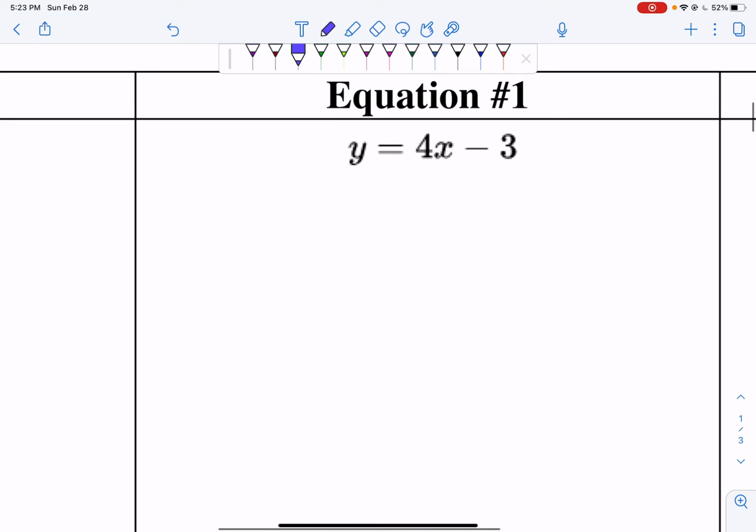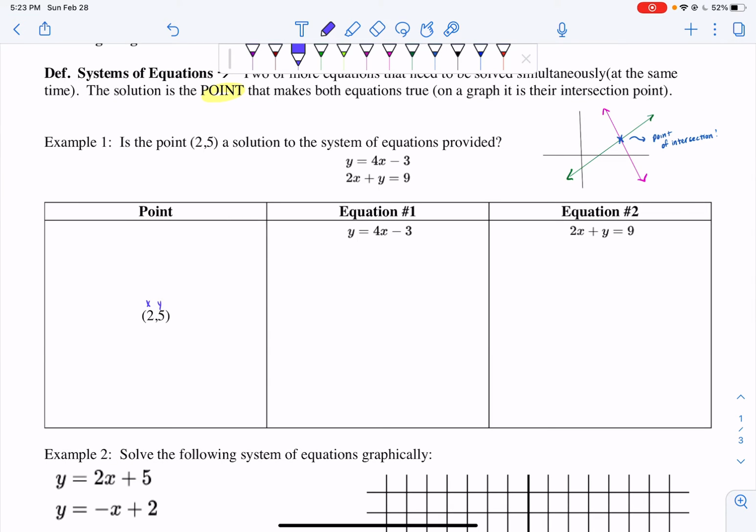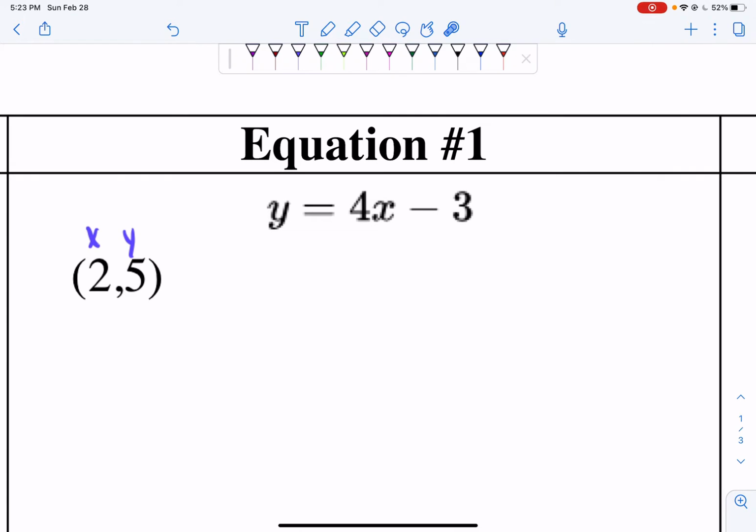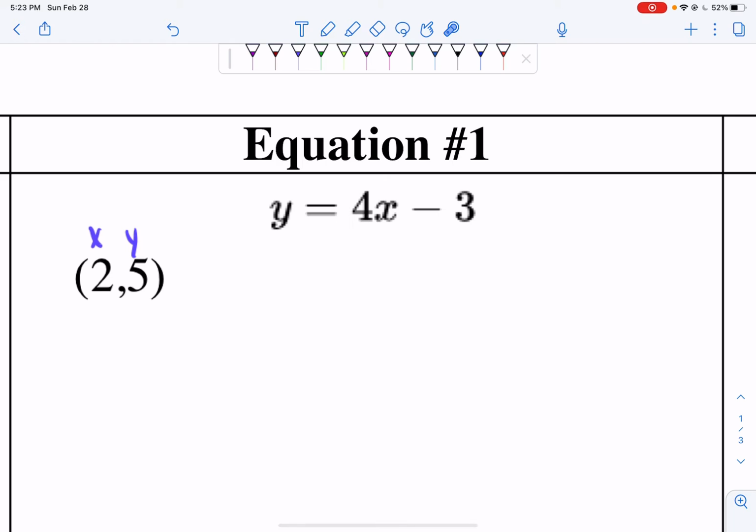What I like to do is have the equations organized like this, with the two equations completely separate from each other. In our first equation, we have y = 4x - 3. I'm going to copy and paste the point so I know that's the point I'm working with. Everywhere I see an x, I'm going to substitute a 2. Everywhere I see a y, I'm going to substitute a 5. So I put my 5 right here and my 2 next to my x. So I get 5 = 4 times 2 - 3.